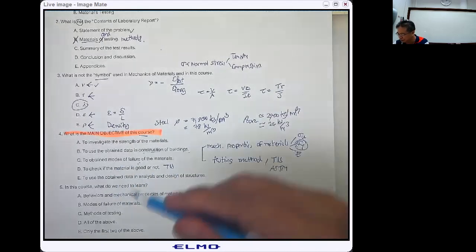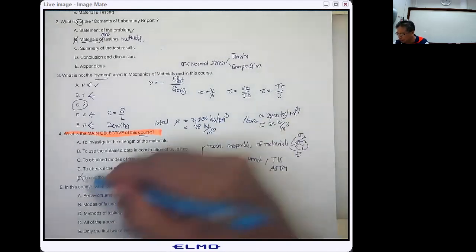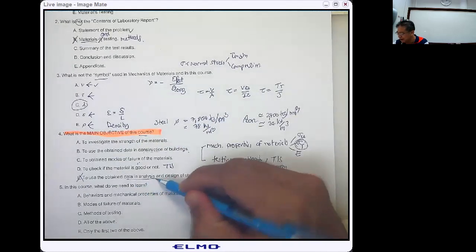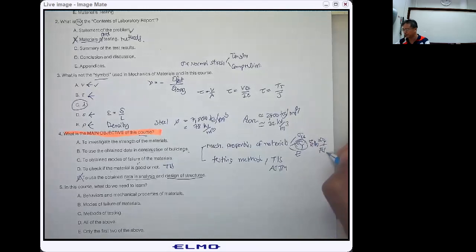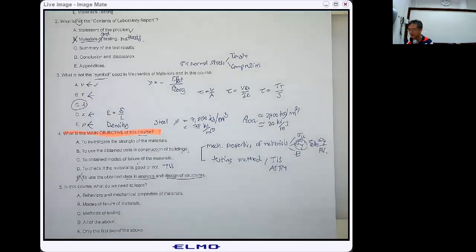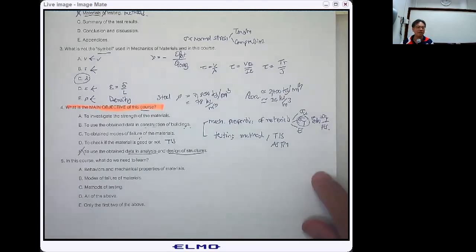Okay. But the last one is the answer: to use the obtained data in the analysis and design of the structure. We use this to compute the sigma allowed equal to sigma sub y divided by the factor of safety. And then we use this in the design of the structure and then in the construction of the building later. Okay. And then here comes problem number 5.